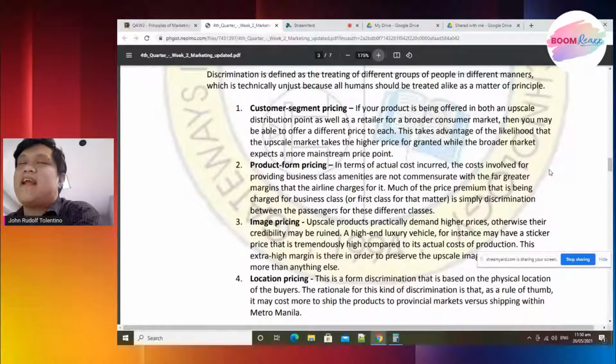Okay? So ito naman yung naka-base kayo sa mga consumer. Okay, the product form pricing, ito naman yung naka-base kayo sa mismong product ninyo.